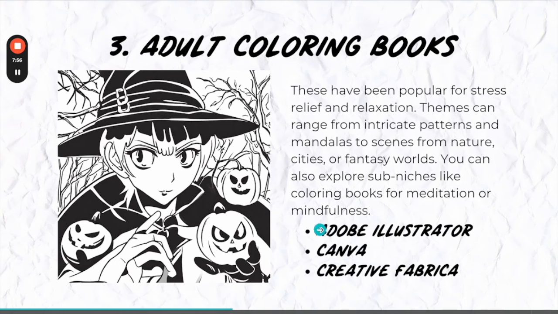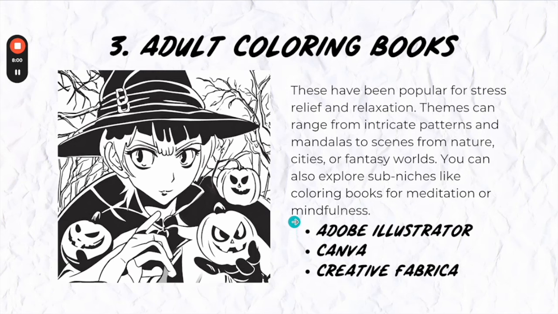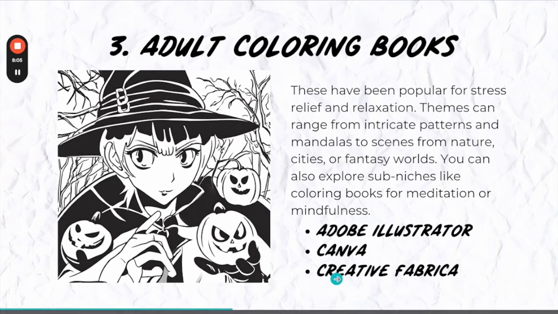At the bottom, I have listed a couple of ways you can get started with creating your adult coloring book. Number 1 is Adobe Illustrator. If you don't know how to use Adobe Illustrator, it can be very in-depth. You can use Canva, or you can use Creative Fabrica. Creative Fabrica has tools like fonts and illustrations and stuff like that, where you can just use them and you don't have to create them from scratch.